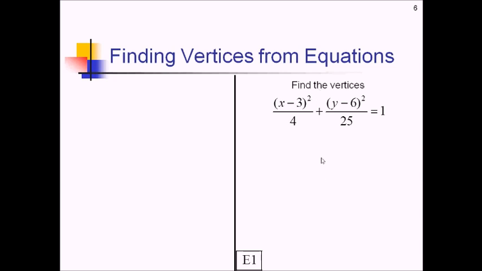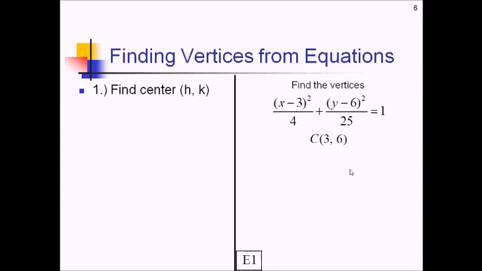To find the vertices, you first need to know where the center of the ellipse is, because the vertices are however much a is away from the center. So this is going to be, for this one, 3, comma 6. It's just like finding the center of a circle. You just take whatever zeroes out each of these squared parentheses for x and y. So 3, comma 6.